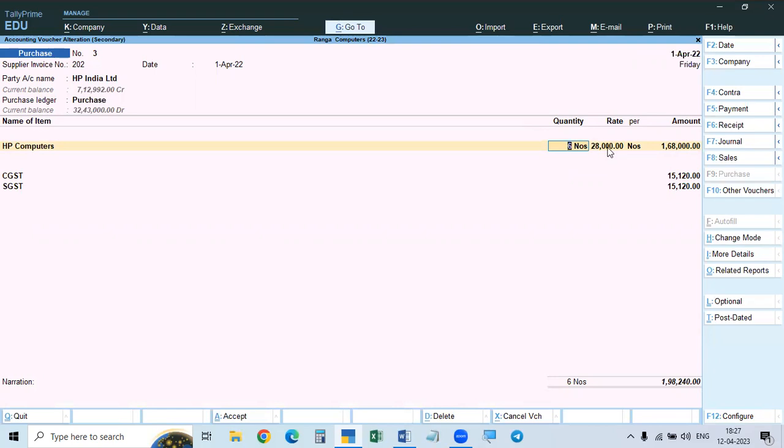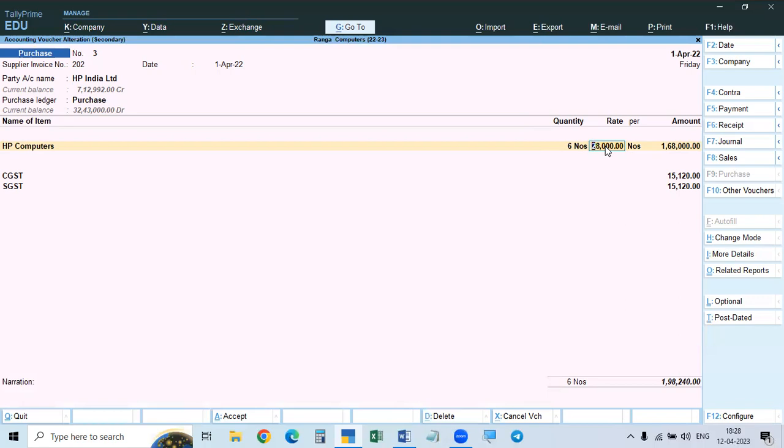But actually the rate is 25,000. The price is 25,000, but they entered 28,000. What does it mean? They entered a higher price. Previously they entered more quantity, so we reduced the quantity. Here the quantity is correct, but they billed more amount, the price is more, so we reduce the price. Whether reducing price or reducing quantity, everything means reducing his account, reducing the purchase value. For this also, we have to issue a debit note.